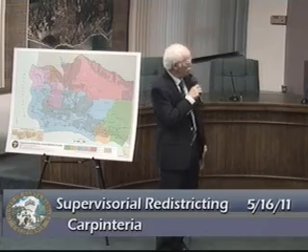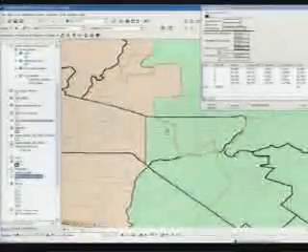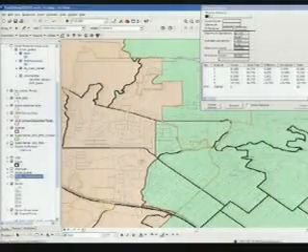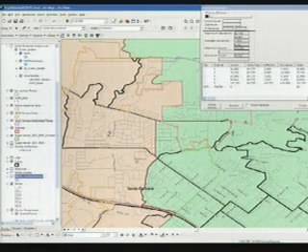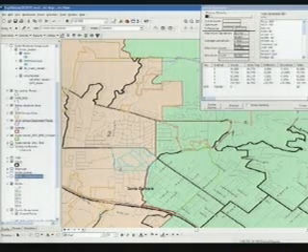So what Tanielle is doing is just adding different blocks to it, and that's the process that you're going to see, just strictly for population. Okay? Anybody have any questions? Yes.